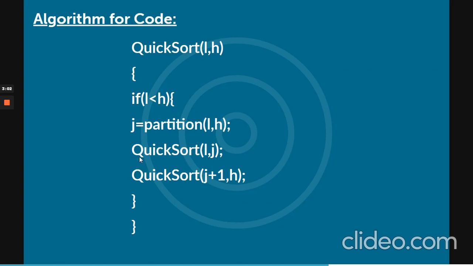I have told you that this is a recursive function. So we'll perform the quick sort on the left side, in which the first element will be L and the last element will be J. And again, we are performing the quick sort on the next half, which is the right part, in which the first element is J plus 1 and the last one becomes the higher value. And it will continue till the lower value is no longer less than the higher value, which means till the array is completely sorted. So that is the code for this algorithm.